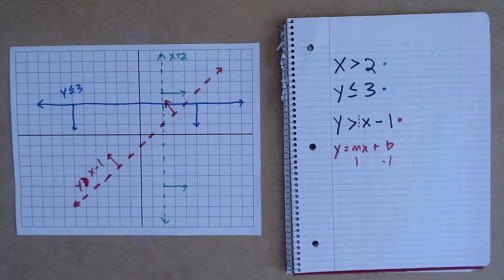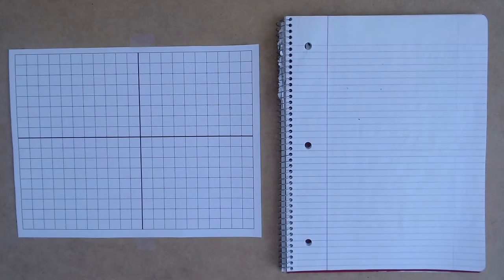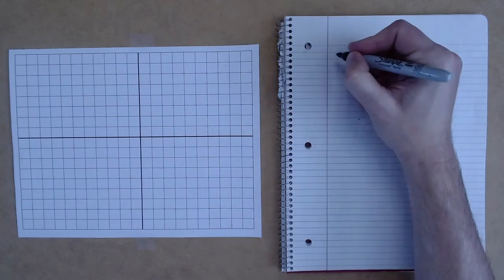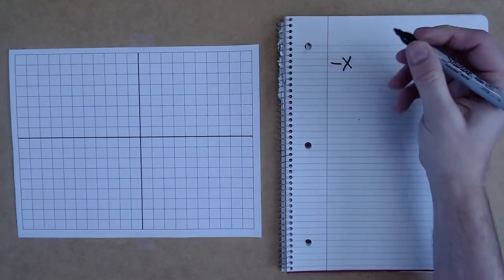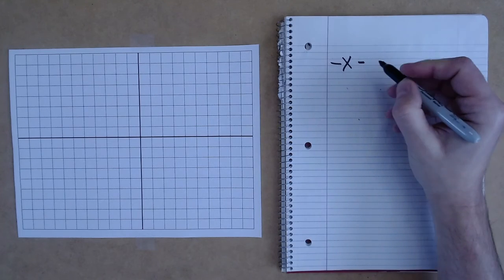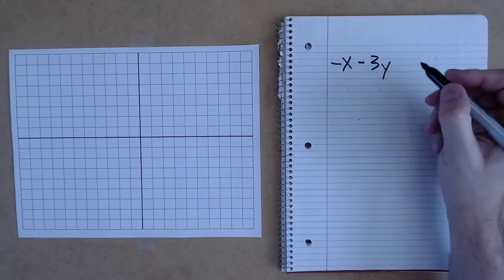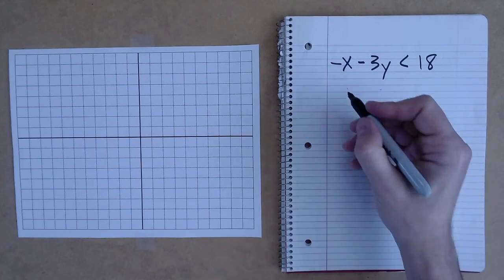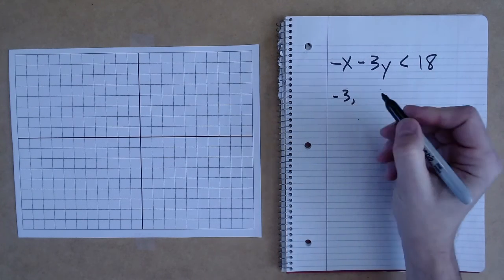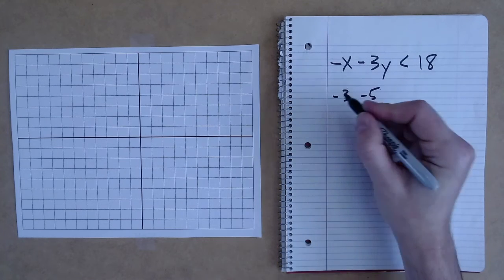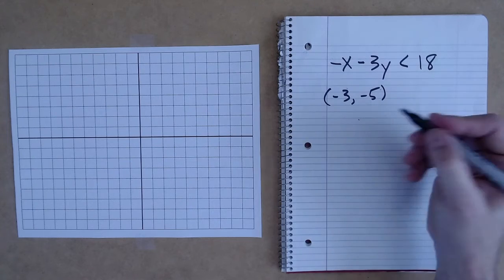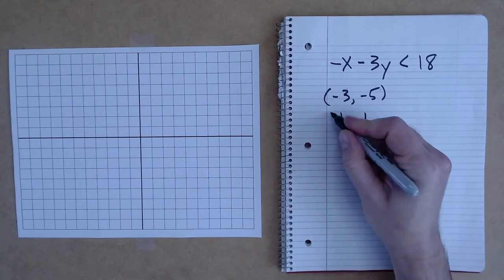First, let's replace all of this. And let's just check some ordered pairs. We're going to put something like negative x minus 3y is less than 18. And we're going to check if negative 3, negative 5 is an ordered pair that works. And we're also going to check 1, 1.